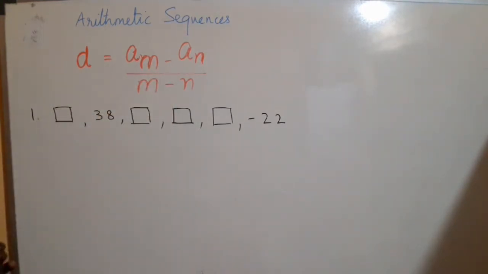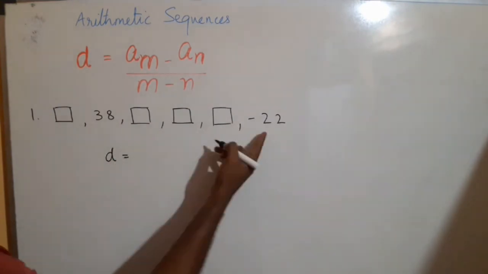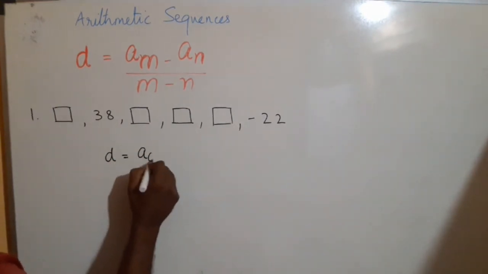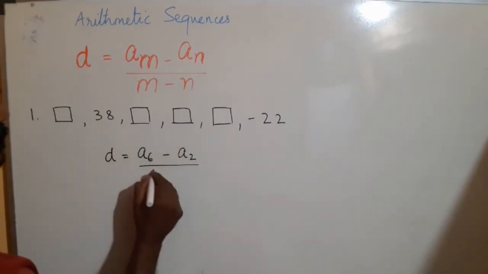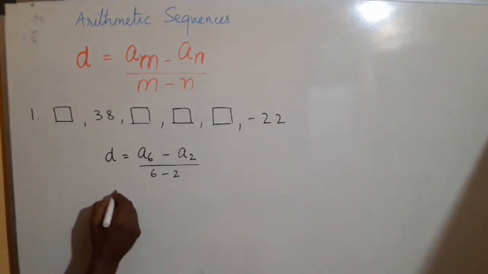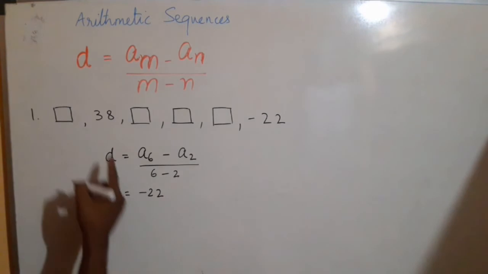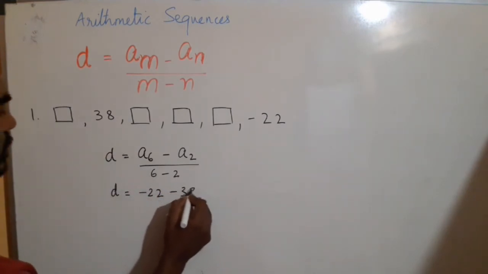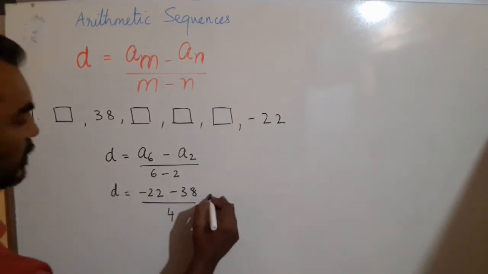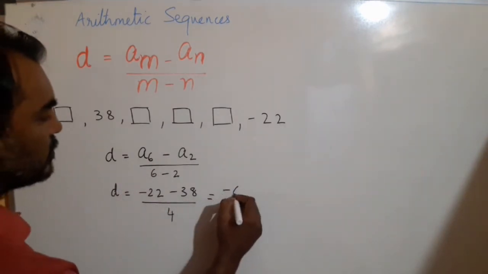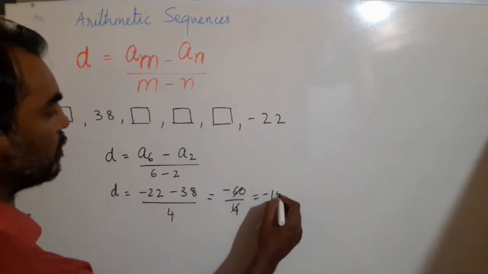Let us see. We have got d is equal to, which is this term? Sixth term. So a6, second term a2 upon 6 minus 2. So d is equal to, what is the sixth term? Minus 22. Second term minus 38 upon 4. 6 minus 2 is 4. This is minus 60 upon 4, which gives us minus 15.